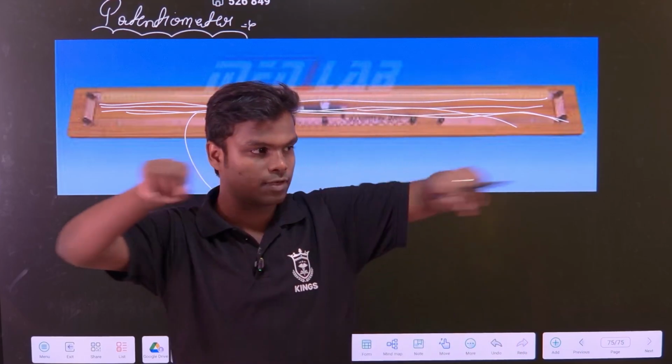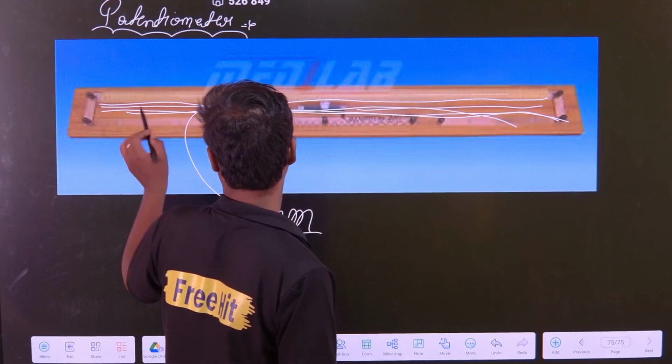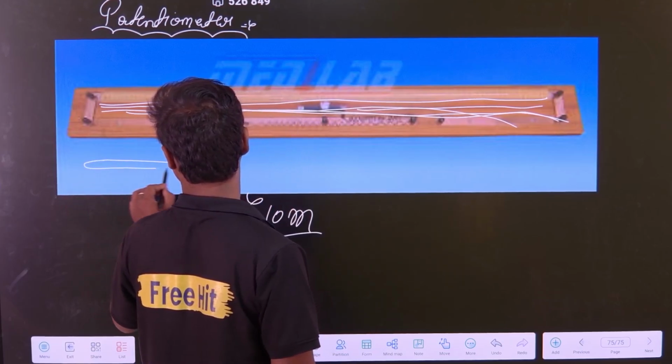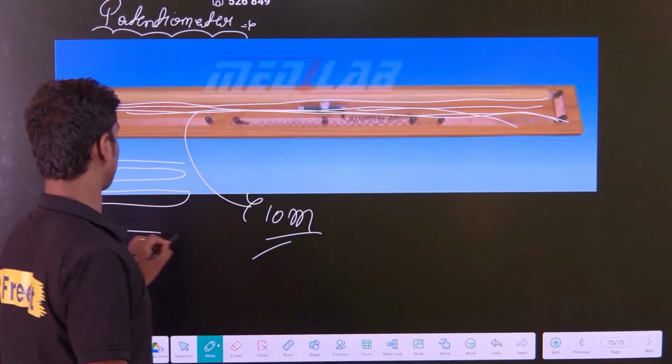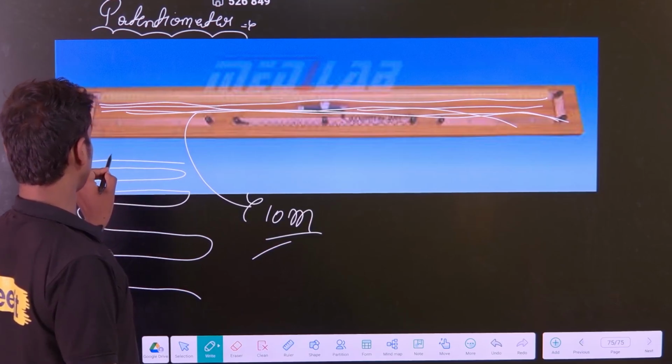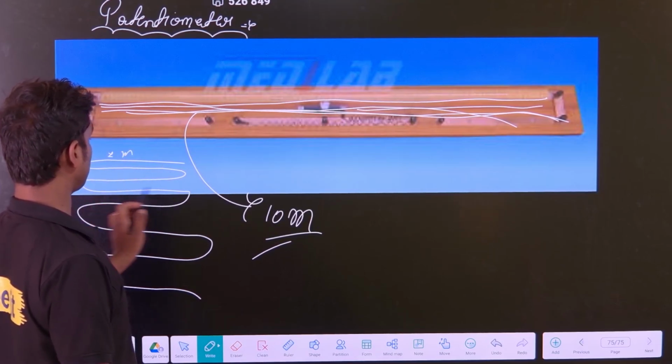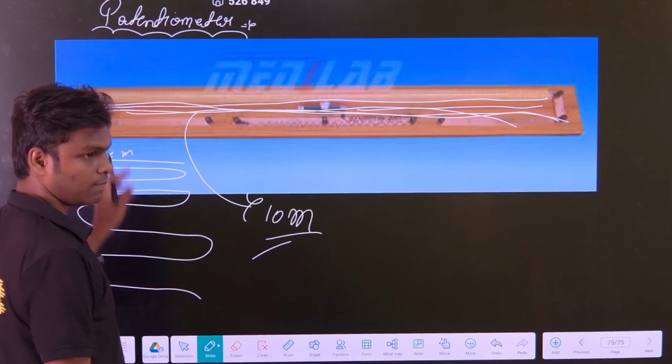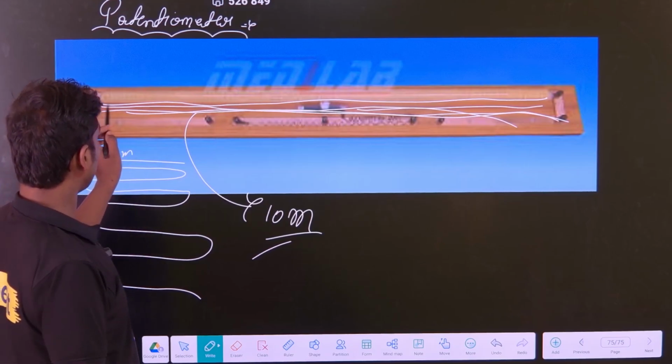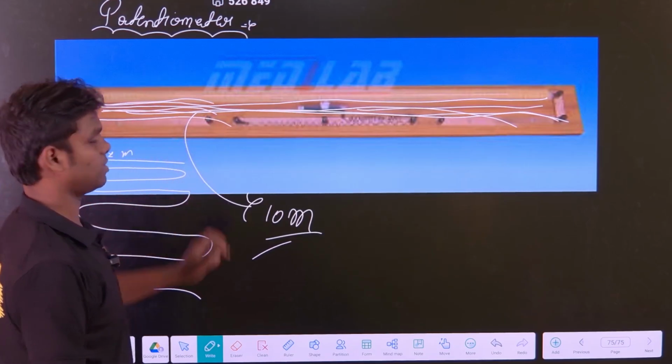Means the total length, if you open that wire, it will be a 10-meter long wire. Okay, but how did they used to put it? They used to place that 10-meter long wire like this, where one wire's length is 1 meter. So basically there are 10 turns to make a 10-meter long wire like that. So that is how this wire has been wrapped in this space.